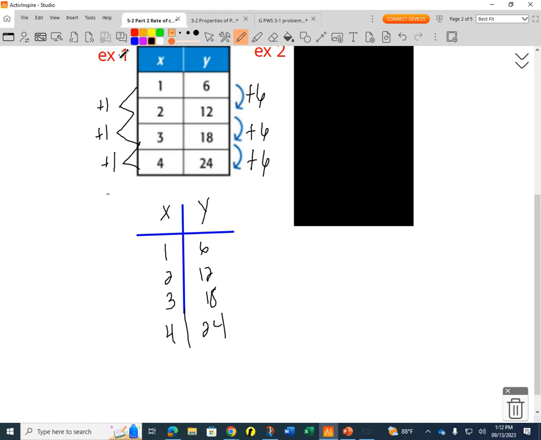So since the x's all change by the same amount from one to the next, and the y's all change by the same amount, we can say, example 1, there is a constant rate of change.